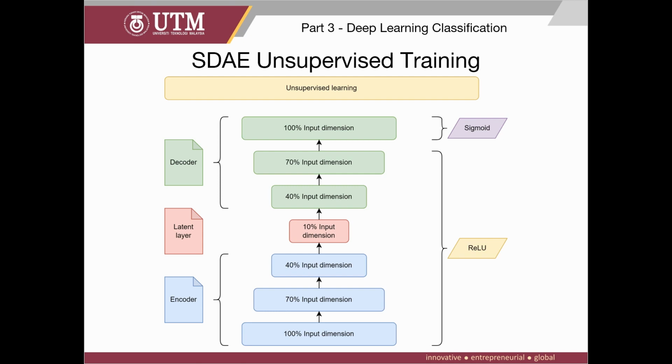Previously, when I was implementing the unsupervised learning for SDAE, the activation function for each layer was ReLU, which is the rectified linear unit, but this time I have changed the activation function for the last layer into a sigmoid. This is because I have referred to many sources. Most of them use the sigmoid activation function for the last layer of their autoencoder.